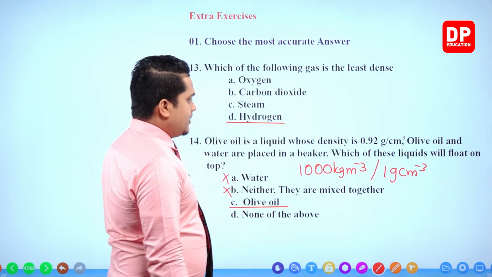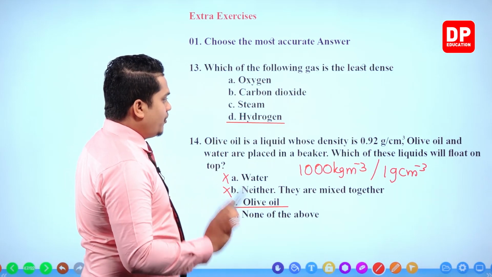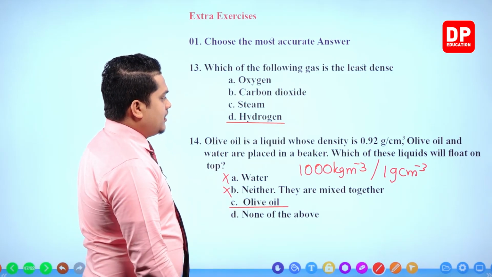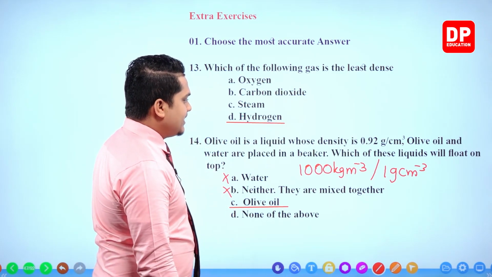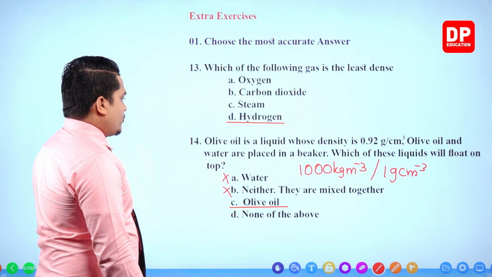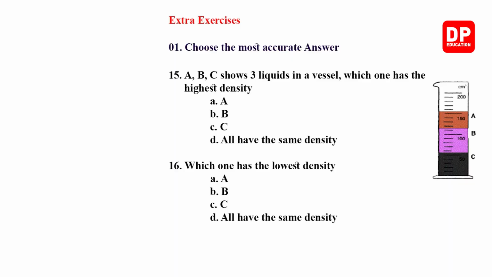Olive oil is the one which is going to float on top. That is the one which is going to float on top because it has a lower density. Question number 15. ABC shows 3 liquids in a vessel. Which one has the highest density?